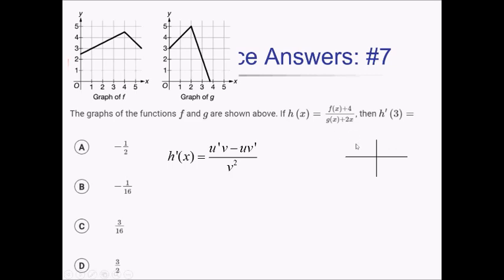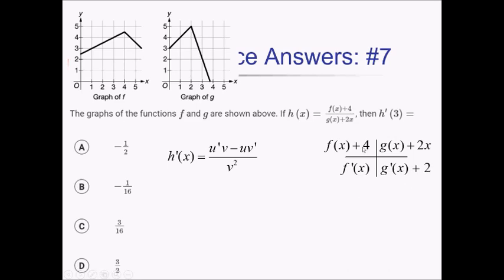So in the upper left, I've got my numerator, f of x plus 4. In the upper right, denominator, g of x plus 2x. And now their derivatives go down below here. So this is just f prime. 4 is a constant, so we zero that out. And then down here we're going to have g prime plus 2, because we had 2x initially.